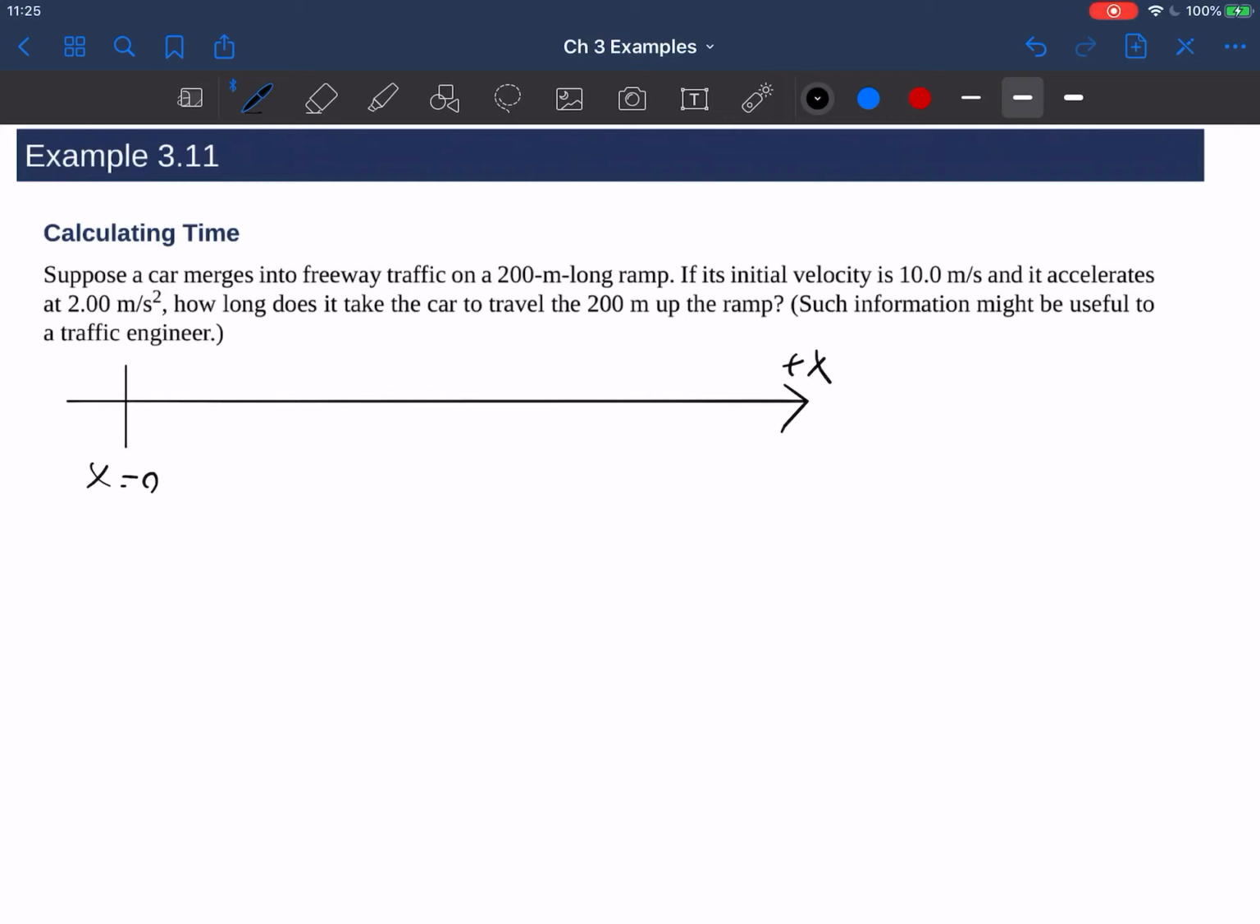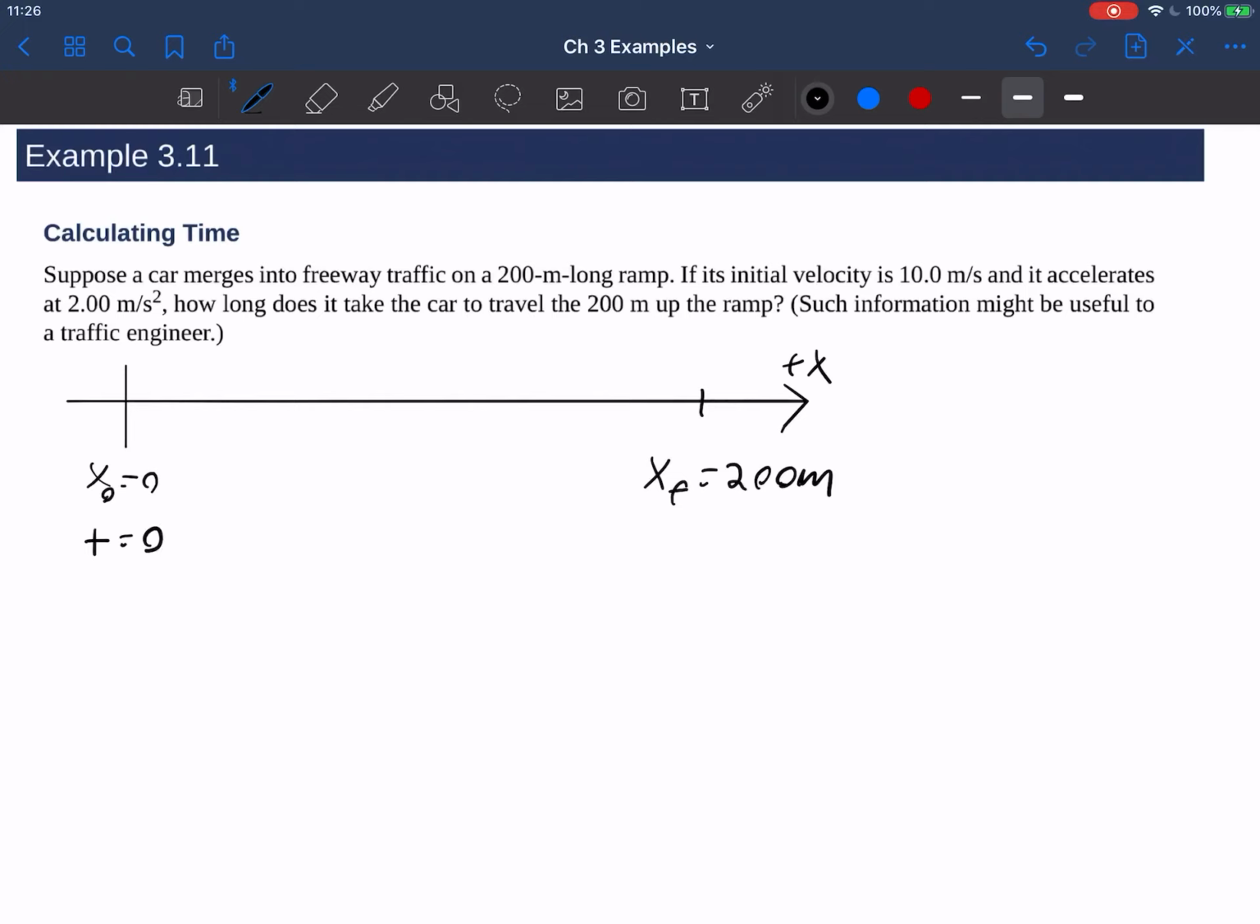So I've drawn a nice picture. I have a car which is initially at x equals 0. It's going to end up at some final position, x final, equal to 200 meters. And it's good to use a nice notation, so I'm going to label my initial position x sub 0, to mean my position at time equals 0.